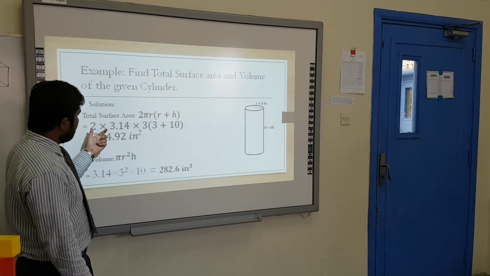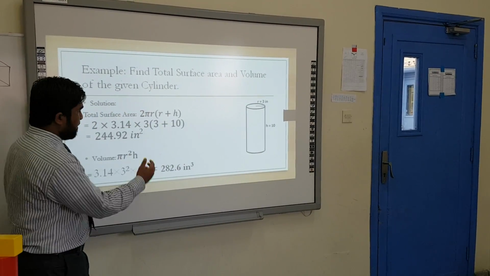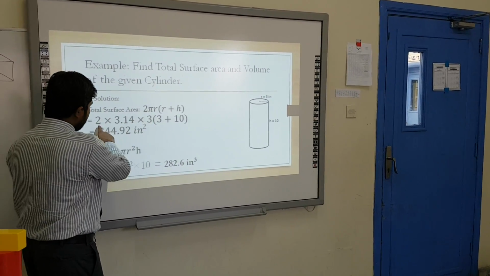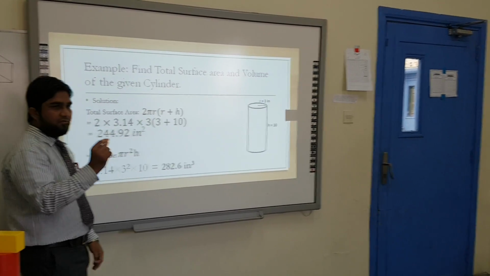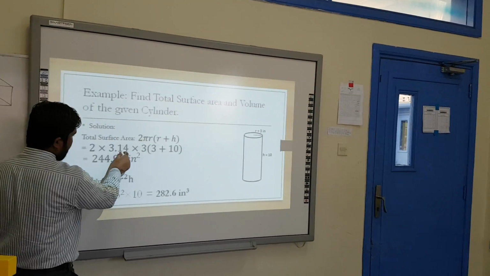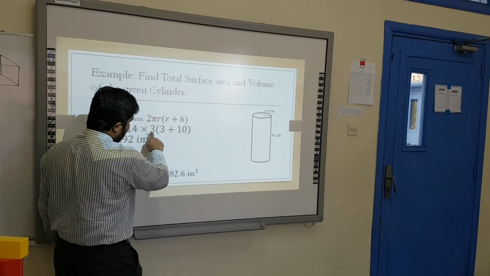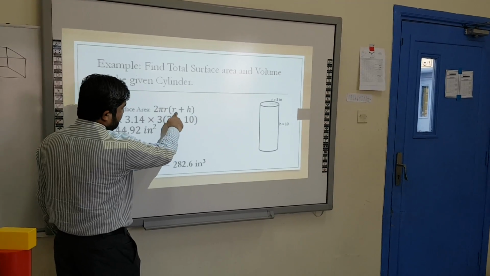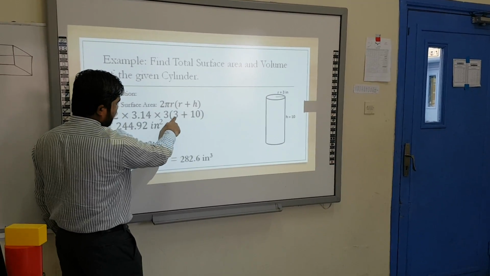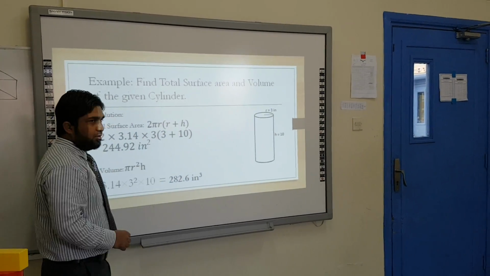So we will just substitute the values from here into the formula to get the total surface area. Now you see 2 times pi has a specific and fixed value as 3.14 times radius. Radius is given as 3 here, so we will use 3 as a value of radius. Into the brackets r again, so we will use 3, and the height given in the figure is 10, so we will substitute as 10.